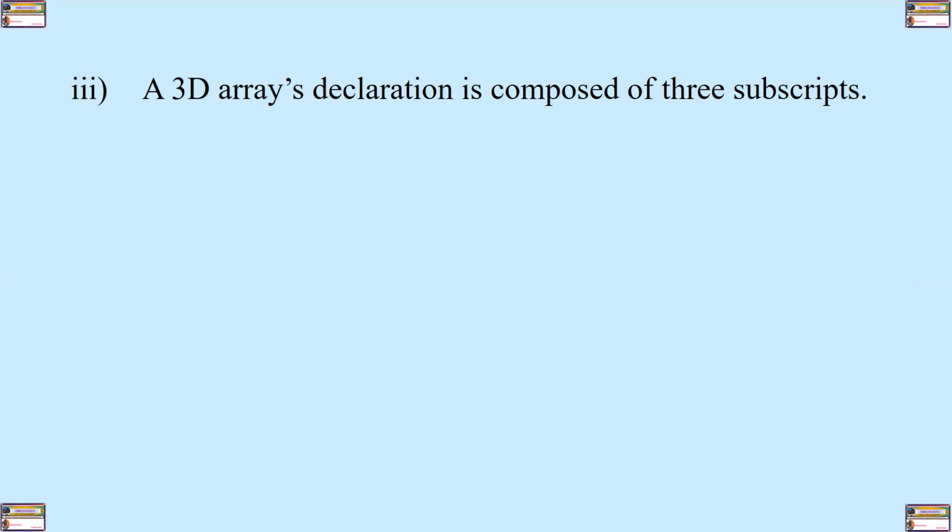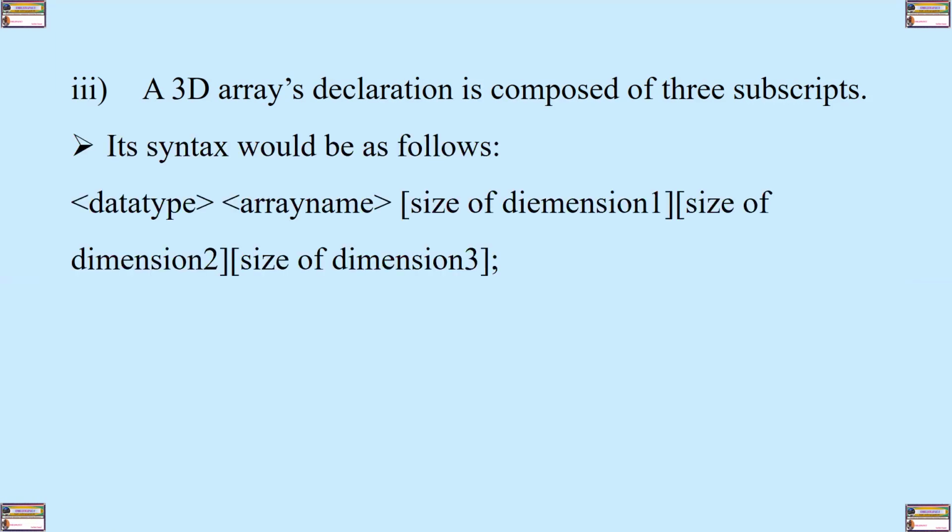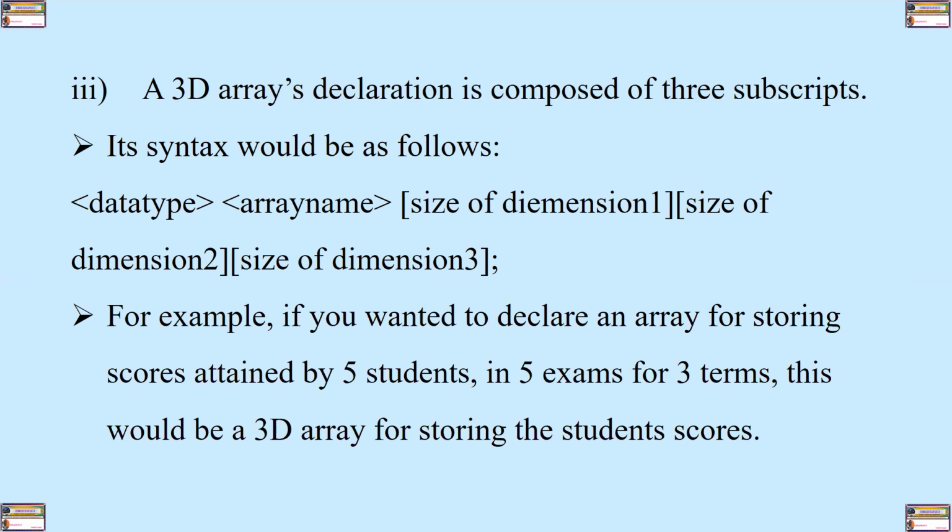So a 3-dimensional array's declaration is composed of 3 subscripts. And the syntax is data type, array name, size of dimension 1, size of dimension 2, size of dimension 3. For example, if you wanted to declare an array for storing scores attained by 5 students in 5 exams for 3 terms. So students, exams, and terms. Already, that's a 3-dimensional array.